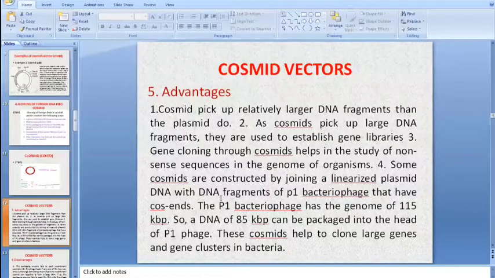What are the advantages? They can carry larger DNA fragments, and they are used for establishing gene libraries. Not only that, they are also useful to study non-coding sequences and bacteriophage vectors. A special type of bacteriophage, the P1 bacteriophage, can join the linearized plasmid DNA with that particular DNA fragment of the vector.